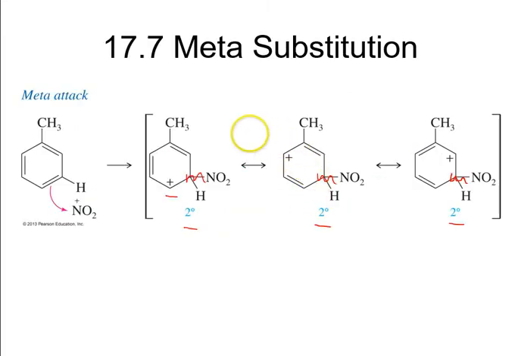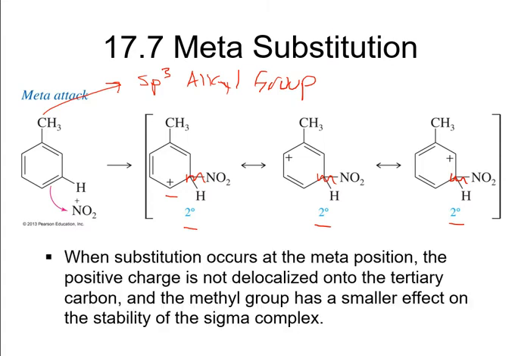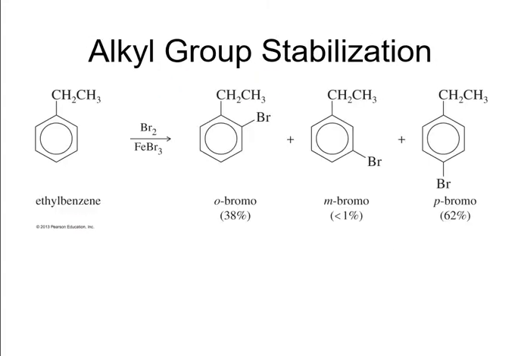Now it doesn't have to be a methyl group. It could be any type of sp3 hybridized alkyl group. So it could be an ethyl group, an isopropyl group, a tert-butyl group, a cyclohexyl, whatever you want. When substitution occurs at the meta position, the positive charge is not delocalized onto the tertiary, and the methyl group has a smaller effect on the stability of the sigma complex.